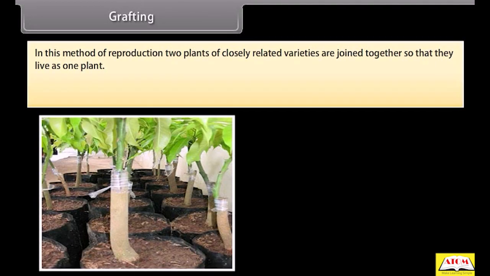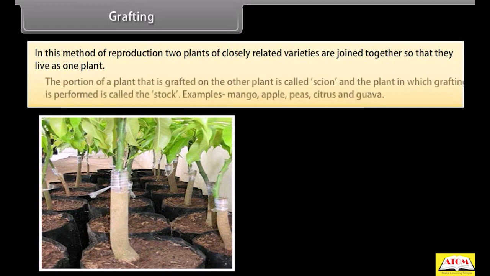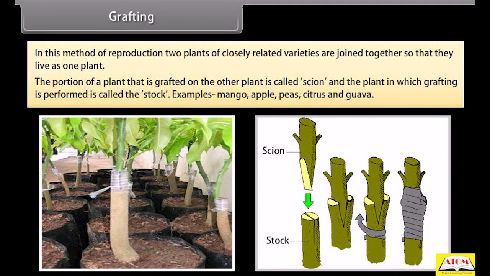Grafting. In this method of reproduction, two plants of closely related varieties are joined together so that they live as one plant. The portion of a plant that is grafted on the other plant is called the scion, and the plant in which grafting is performed is called the stock. Examples: mango, apple, pears, citrus, and guava.